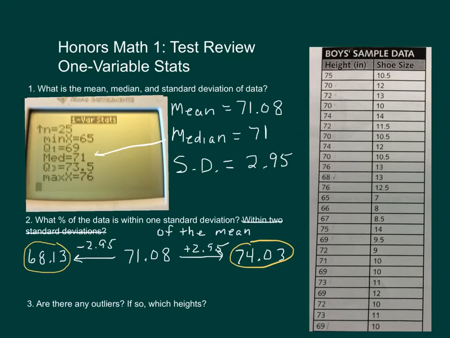You've got to be kind of careful here because you don't round these off at all. So I want to count all these points that are between here. Would I include 74? Yes, 74 is between there. Would I include 75? No. Would I include 68? No, because 68 is less than 68.13. But I would include 69. So all the numbers over here that are 69 through 74, I want to count.